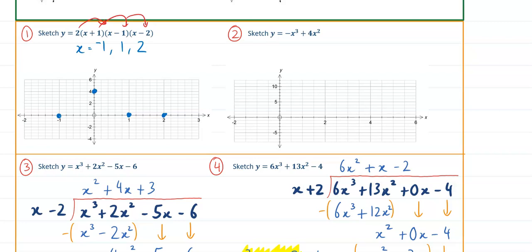We don't have a reflection, so this graph is going to be looking like that, and you can already see we've kind of got a sense of the shape from there anyway.